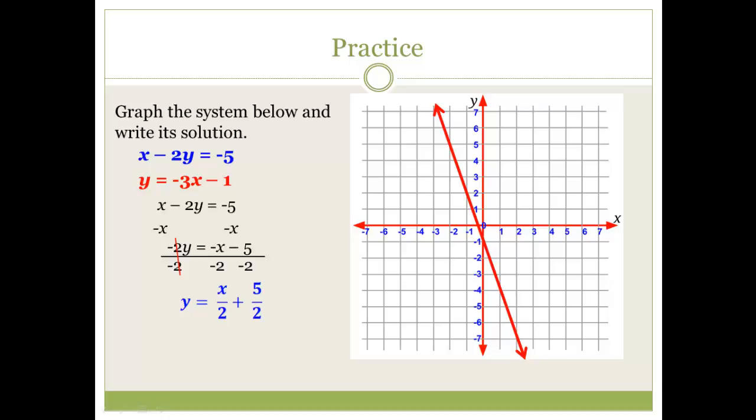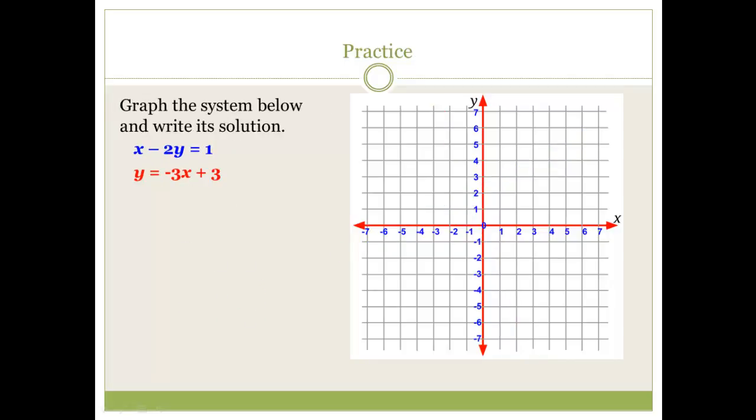is the equation. Graph this equation by using the slope and y-intercept. The line should look like this. The two lines cross at coordinates negative 1, 2. So this is the solution to the system.